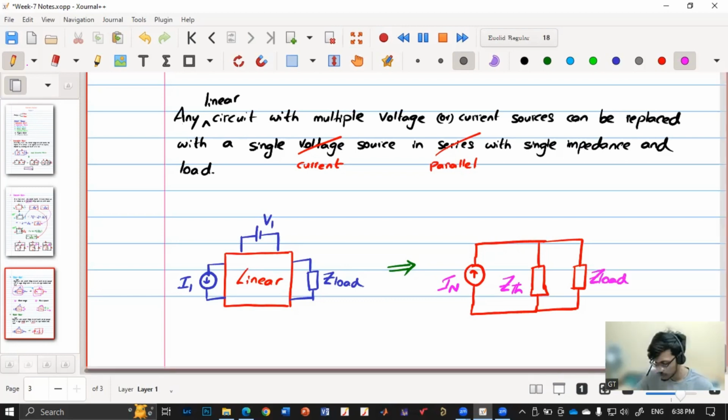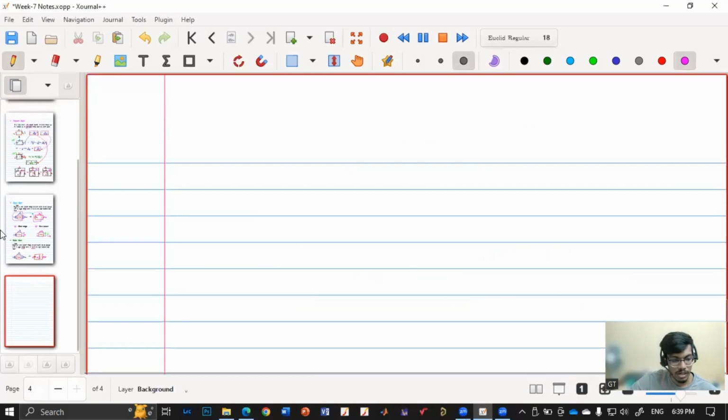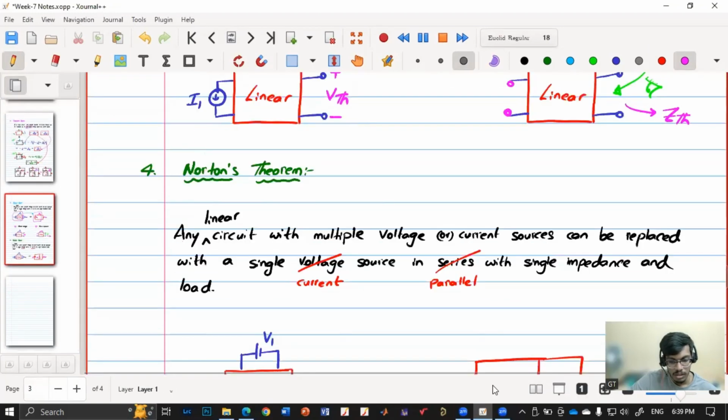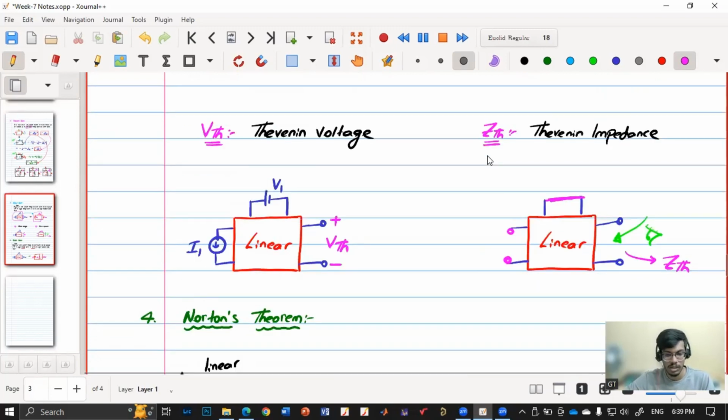So our circuit can be represented something like this. So any such circuit is represented by an equivalent Norton current source in series with this type of load. So we'll see how to get that Norton's current or the Thevenin impedance.